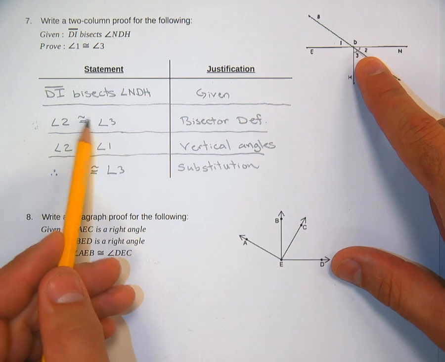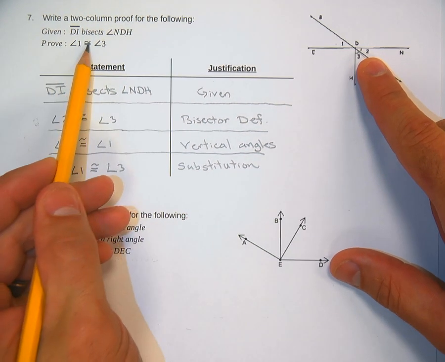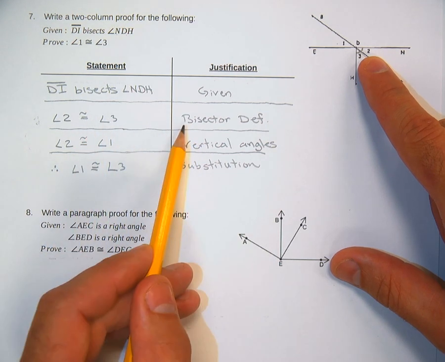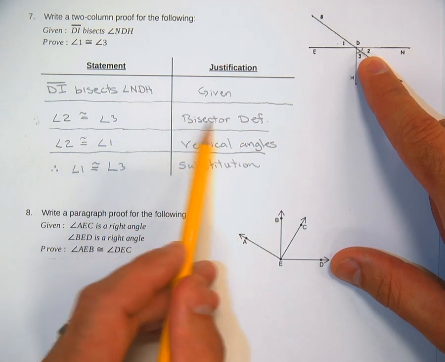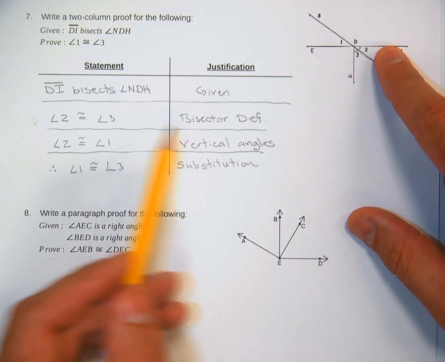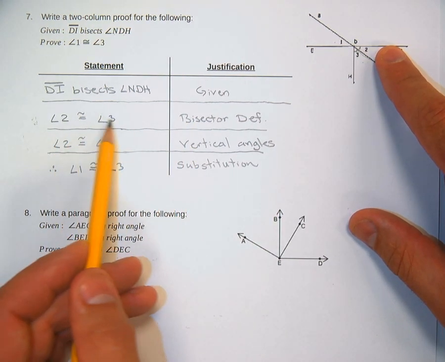I specifically use the congruency symbol because that's what it wants in the end of our proof. So I've got that pretty easily, and I know it by the bisector definition. That's what the definition of a bisector tells us, is that it splits this angle NDH into two equal parts. So angle 2 equals angle 3, or is congruent to angle 3.